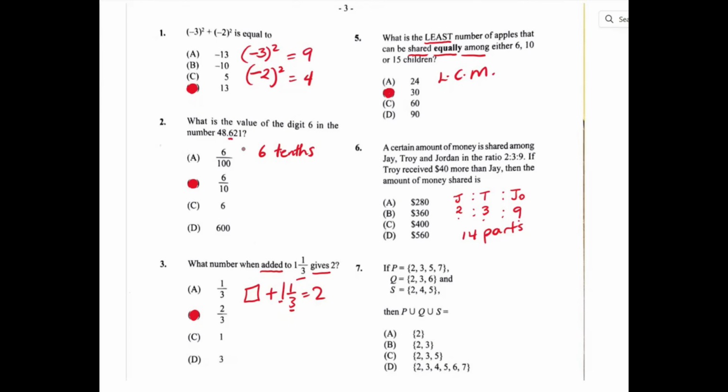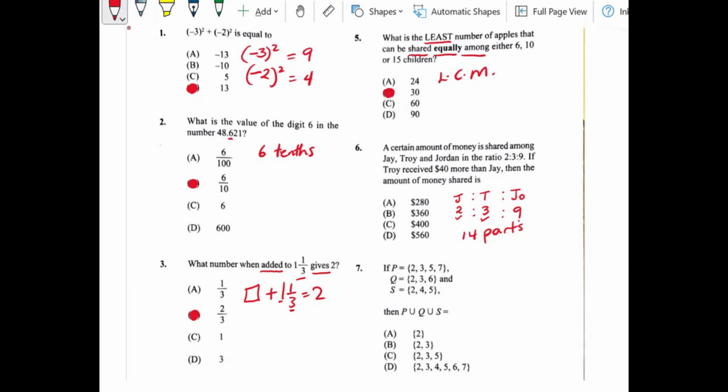Now, they said Troy received 40 more than Jay. Saying that does not tell us how much Troy has or how much Jay has. It just tells us that Troy has 40 extra. So if Troy has 40 extra than Jay, it means that if you watch the ratio numbers allotted to them, 2 is Jay's number, 3 is Troy's number. There's a difference of one proportional part. So we may not need this 14. Actually, yes, we need the 14 parts. So let me leave it. Right.